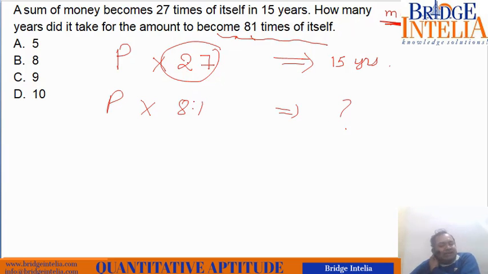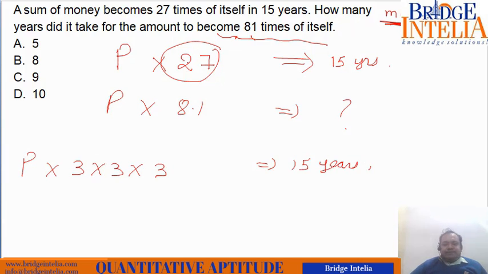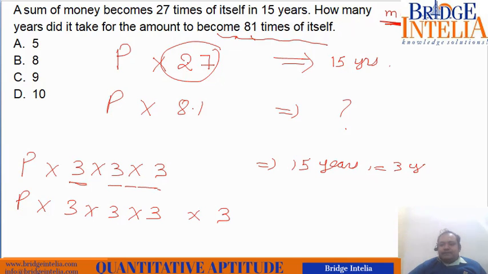Now please notice 27 and 81 both are multiples of 3. So it means for this to happen, it took 15 years. Now question is, how many more years are needed to make it 81 times? So this indicates 3 cycles. So 3 cycles is equal to 15 years. So each cycle is taking 5 years to complete. 5 years, 5 years, 5 years. So one more time you have to multiply by 3, then only it will become 81 times.